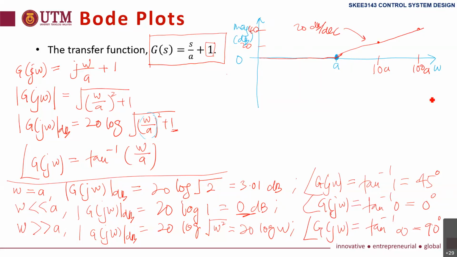So for S over A plus 1, this is the magnitude: before A it is 0, after A it is 20 dB per decade.